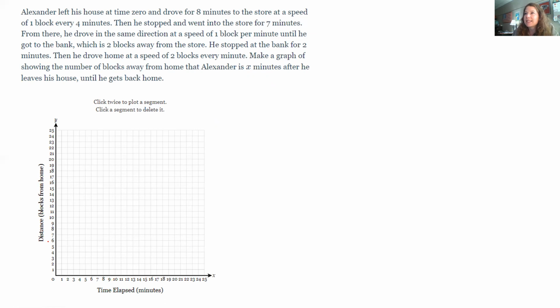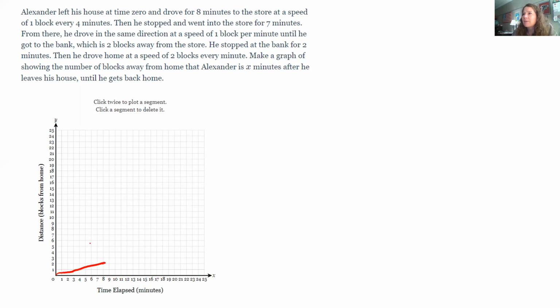Alexander left his house at time 0 and drove 8 minutes, at the speed of 1 block every 4 minutes. So in 4 minutes, he gets 1 block from home. That means 4 more minutes, he's 2 blocks from home. So this is our first part of our graph. Oh my goodness, I am so bad at straight lines. I know I've said that 100 times. So 4 minutes, 8 minutes.